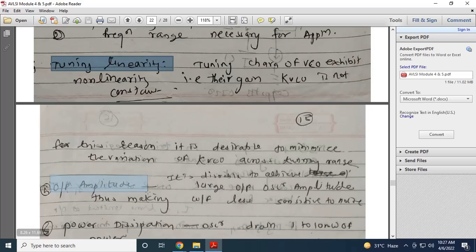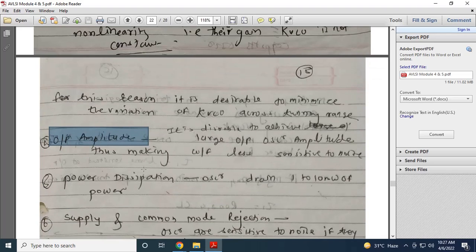Next parameter is output amplitude. It is desirable to achieve a large output amplitude of the oscillator, so the signal is less sensitive to noise. Next parameter is power dissipation. The oscillator will drain 1 to 10 milliwatts of power.